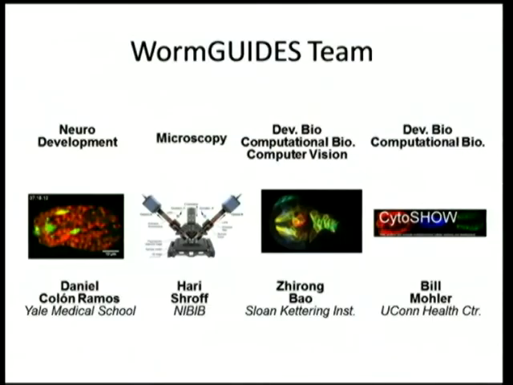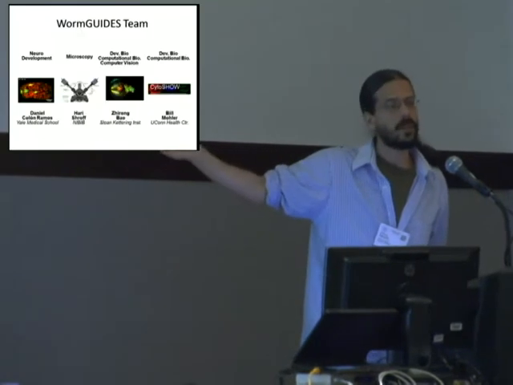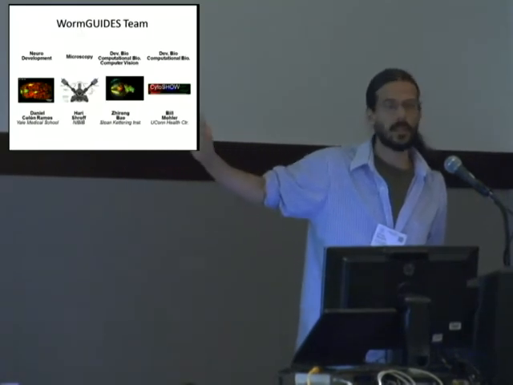Daniel Colon-Ramos' lab at Yale, focused on neural development. Harry Schroff at the NIH, who's handling the microscopy end of it. Our lab, the Bao lab at Sloan Kettering, we work in developmental biology, computer vision, visualization, and Bill Moeller's lab at University of Connecticut with a focus on developmental biology and visualization.